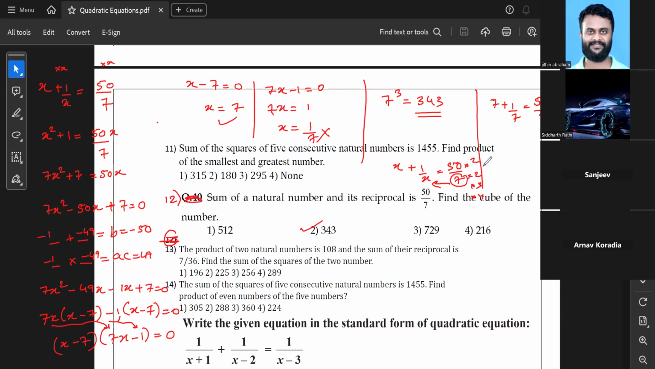So your value of x will be either 7 or a multiple of 7. It can be any multiple of 7: 7 ones, 7 twos, 3s, 4s, 5s, 6s, it can be anything.